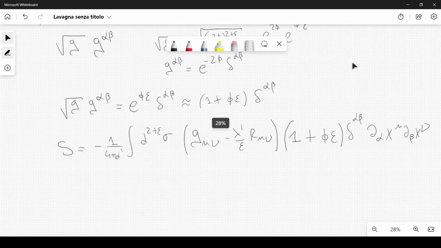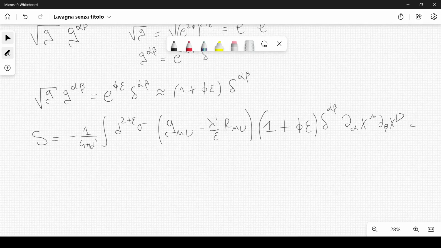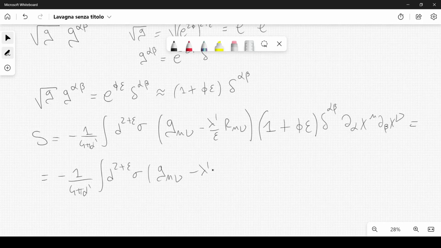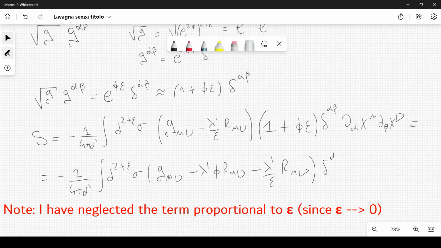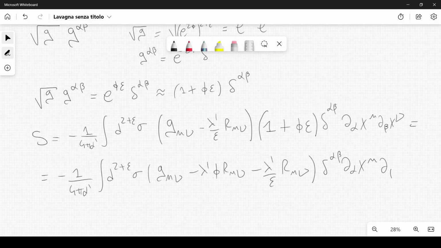And now you can also rewrite it in the following fashion: minus 1 over 4 pi alpha prime integral d2 plus epsilon sigma, g mu nu minus lambda prime phi R mu nu minus lambda prime over epsilon R mu nu, delta alpha beta d alpha X mu d beta X nu.